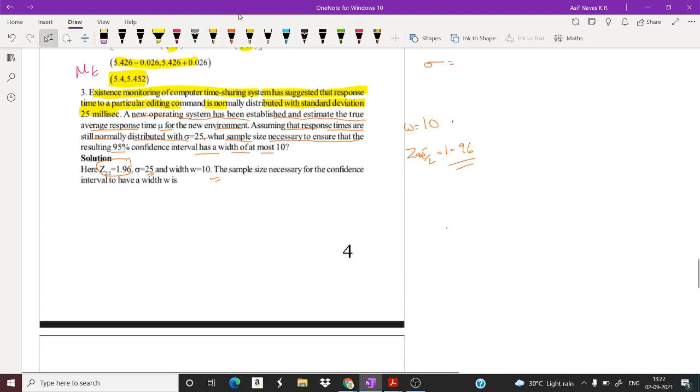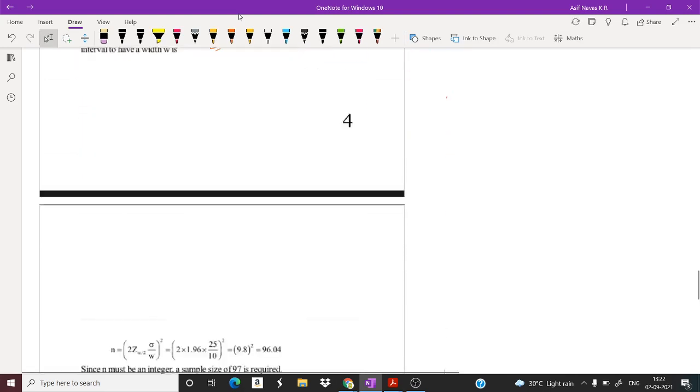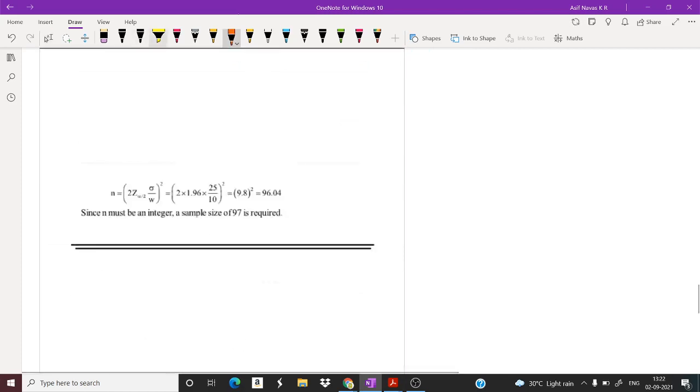So we know the relation between width and sample size, that is n equal to 2 z alpha by 2 sigma by w, whole square. We know that 2 into z alpha by 2 is 1.96, and sigma is 25, by 10, whole square. So we will get 96.04. So n is an integer, therefore we will take 97. So 97 samples are required to get that confidence interval with width 10.